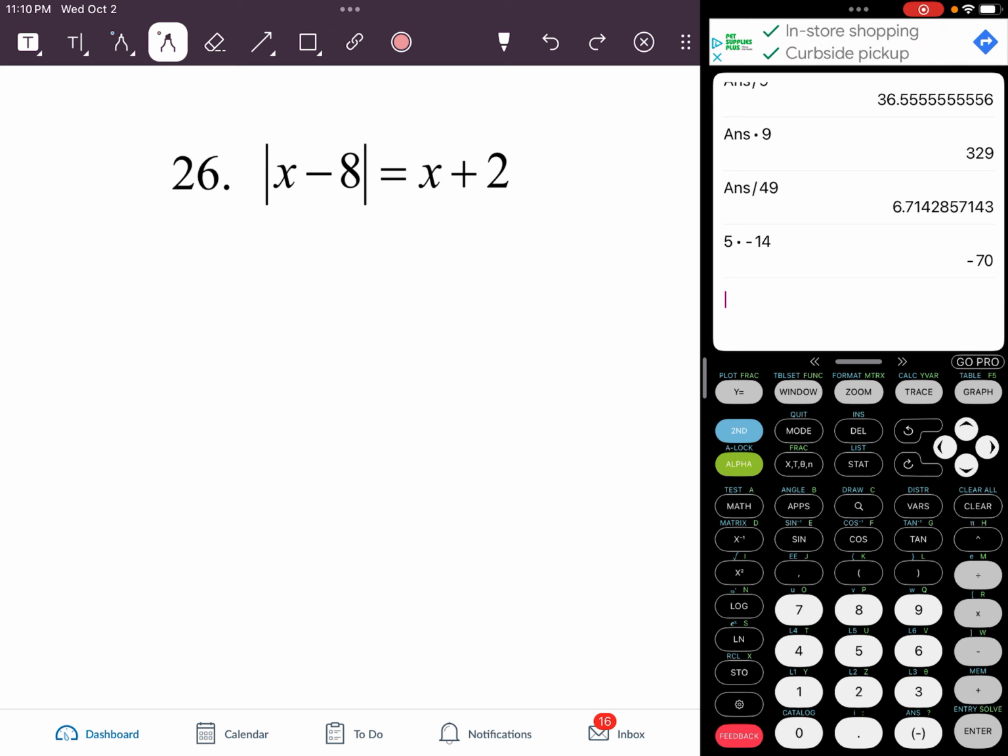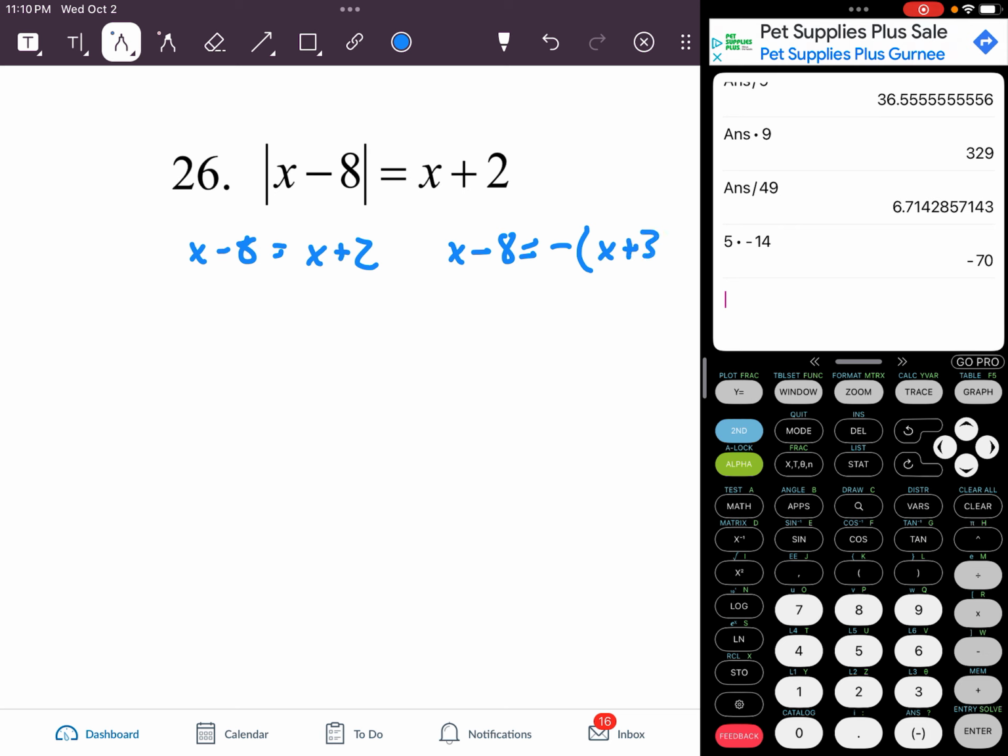Okay, so this is already isolated, so we can make our two equations. So we have x minus 8 is equal to x plus 2, and x minus 8 is equal to negative, and then in parentheses, x plus 2. Got to put the entire expression in parentheses and then put a negative sign on the outside of it, because you have to distribute that negative sign to all the terms inside the parentheses. So we have negative x, minus x. Those go away. So you have -8 is equal to +2. That is not a true statement, so that does not have an answer for that particular equation part. And that's fine. Sometimes it happens in math.